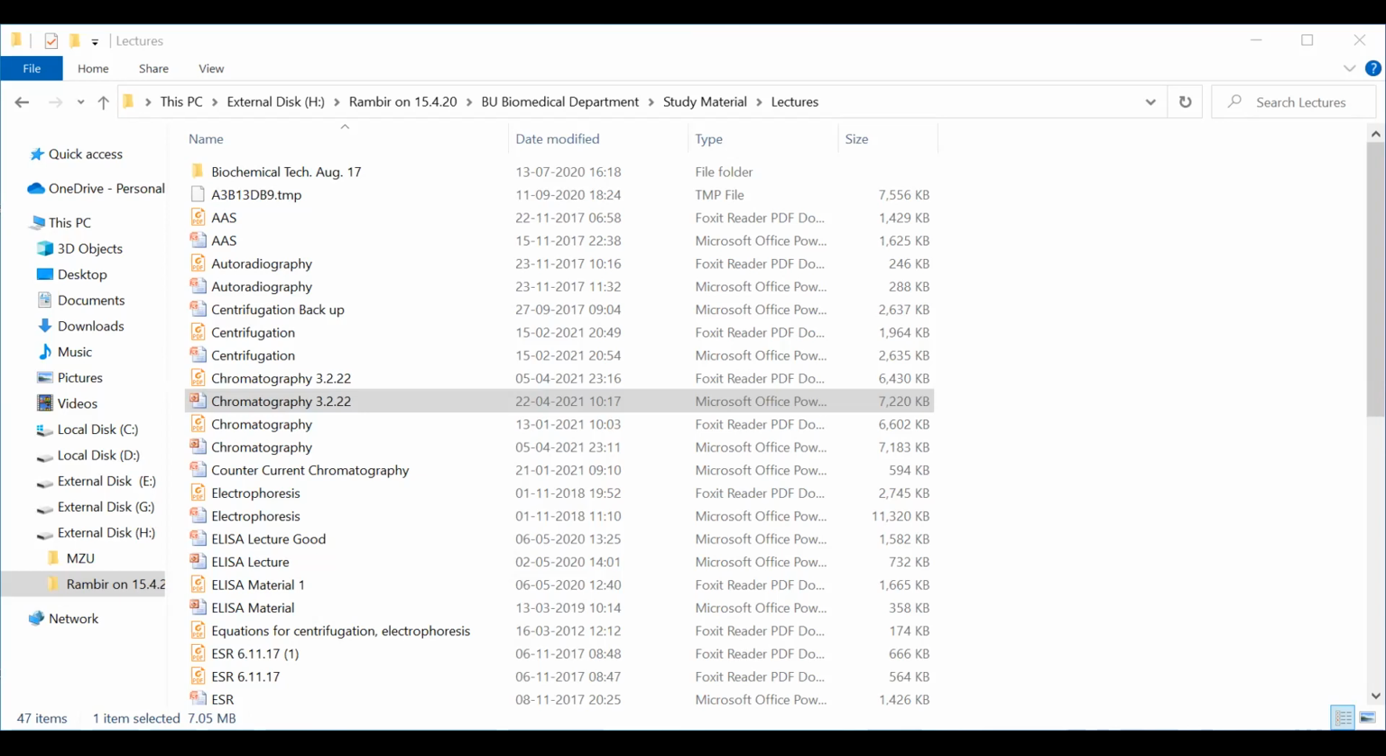Sir, in reverse phase chromatography, we take the stationary phase as a non-polar one. And what is the mobile phase? The mobile phase might be polar or non-polar. No, no. We start with polar, because we have to take the opposite mobile phase. Like if our stationary phase is non-polar, then we have to start with a polar solvent.